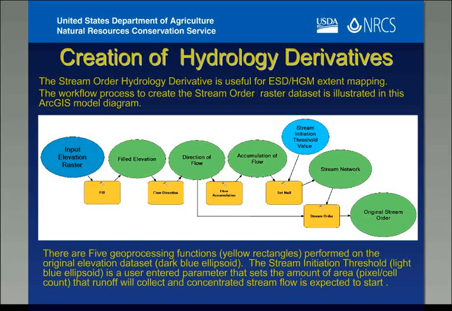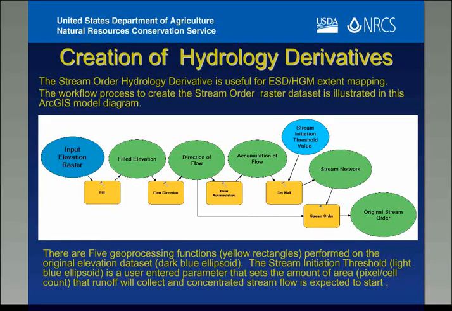Also, the hydrology derivatives can be derived from the elevation surface. This is just a picture of the workflow process to create the stream order hydrology derivative, which is very useful also in what the hydrologists use as creating these stream metrics or parameters for looking at the HDM classification.